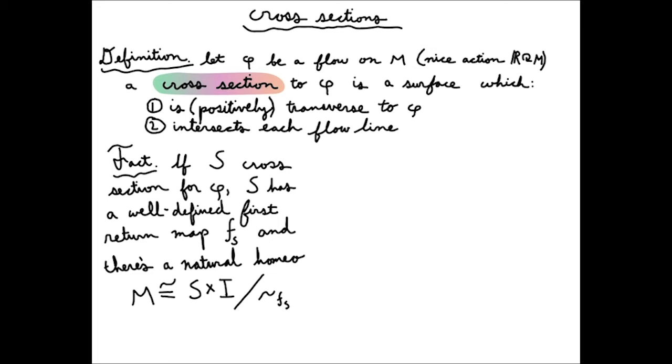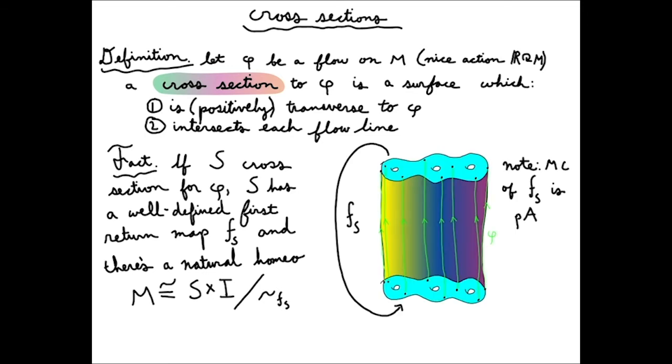And this allows me to think of the manifold as the mapping torus of this first return map. So M is homeomorphic to the product of the cross-section with the unit interval modulo an equivalence relation where I identify the two sides of S cross I using the homeomorphism. So here I've drawn a picture of that. I have my surface, and I take its product with the unit interval, and I have some flow, and I identify the top with the bottom using the map. And because the original manifold I started with is atoroidal, this mapping class has to be pseudo-Anosov.